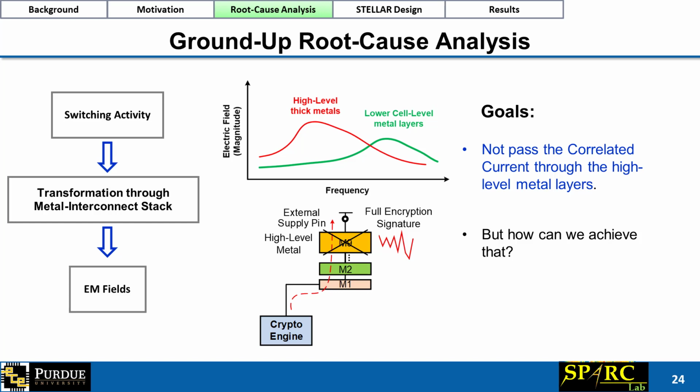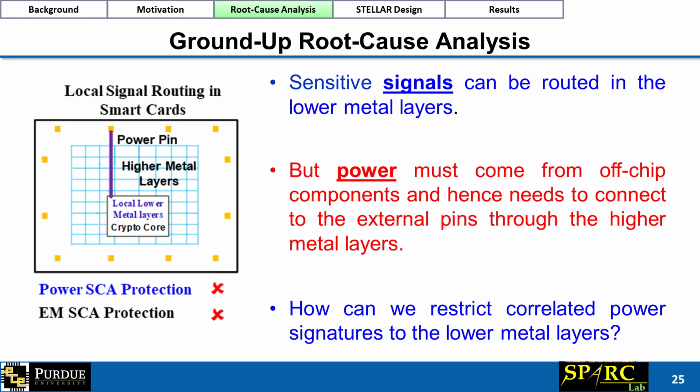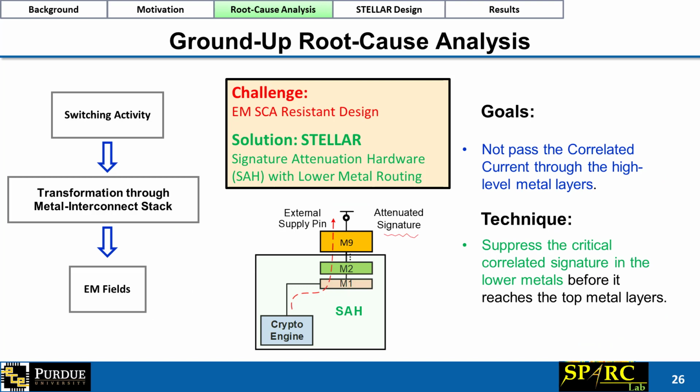But how can we really achieve that? The sensitive signals can be routed in the lower metals. However, power has to come from the off-chip components and hence needs to connect to the external pins through the higher metals. So, how can we restrict the correlated power signatures to the lower metal layers? We need to suppress the correlated signature in the lower metals before it reaches the top metal layers.